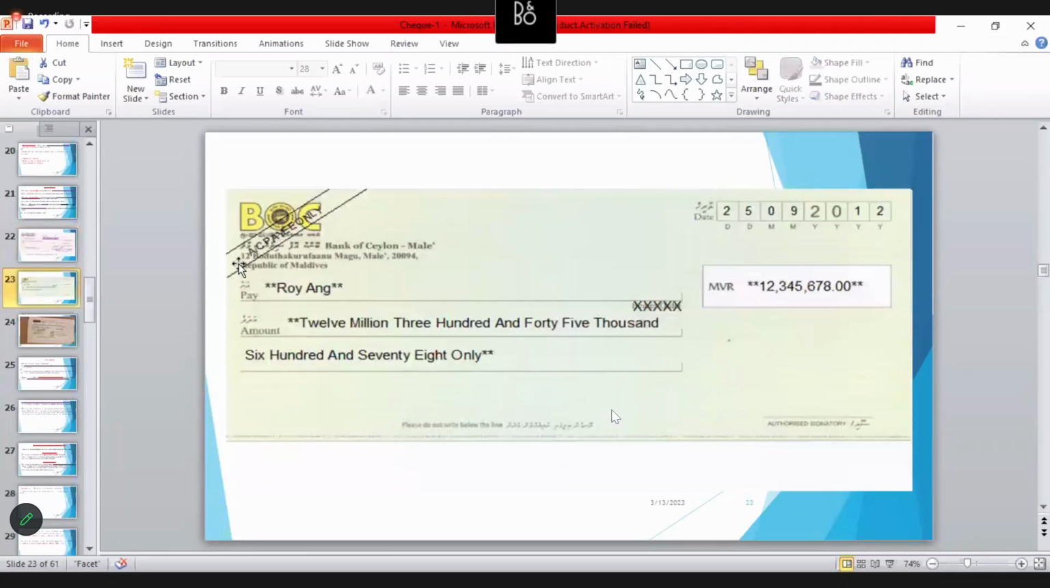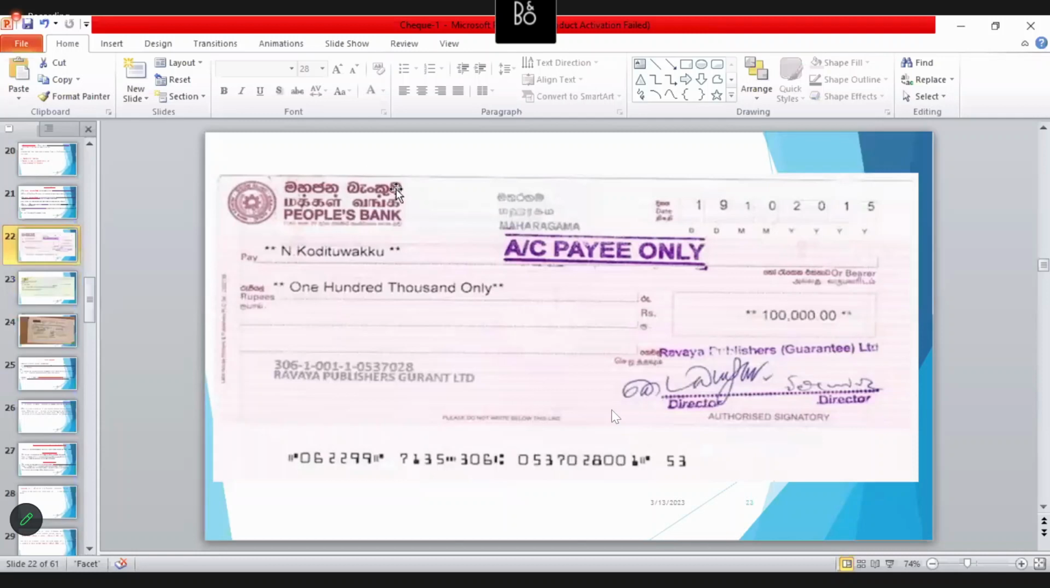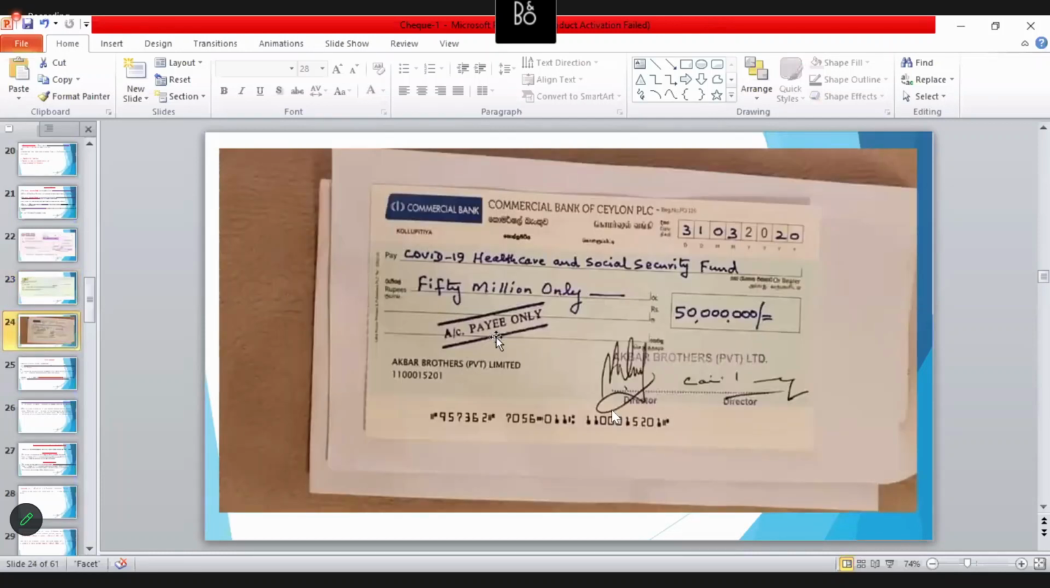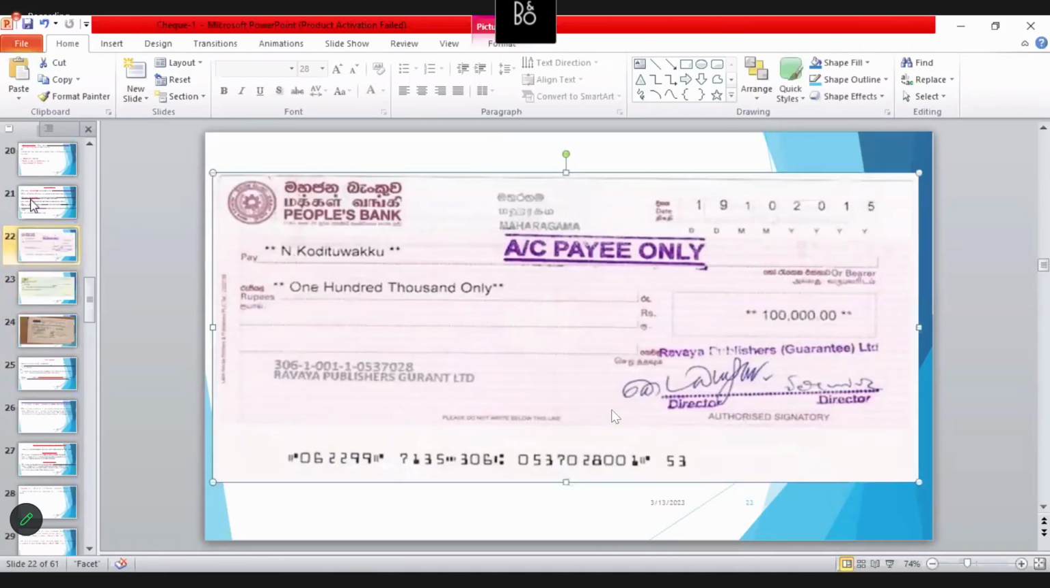Go for a BOC Bank check. See, in the corner, account payee only. It doesn't mean that the crossing should always be in the corner, right? It's a banker's practice. They can put the crossing in the middle, or they can put it across here. People's Bank made the crossing, account payee, in the middle part, but BOC Bank put the crossing in the corner, and Commercial Bank also put account payee only. So this kind of check is known as an account payee check. If you see on a check the words 'account payee only', that is known as an account payee check.